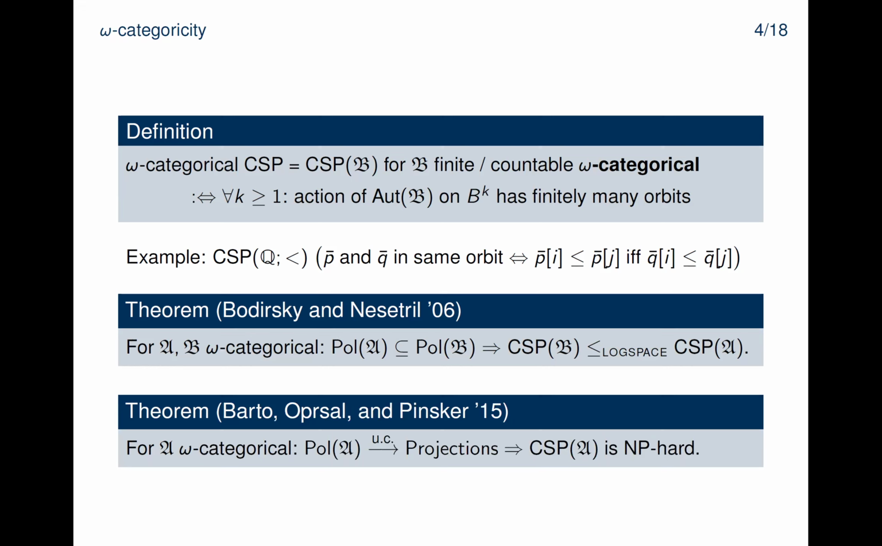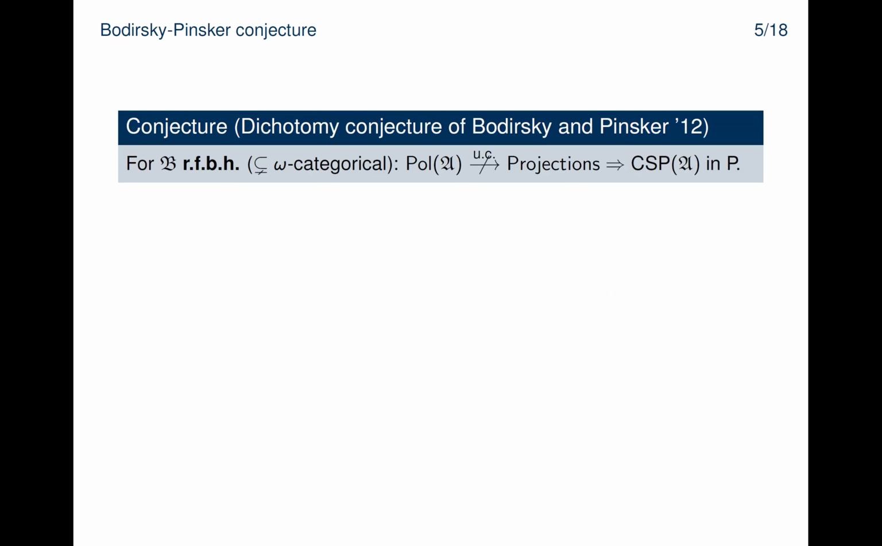And then in the Wonderland of Reflections paper of Barto and Pinsker, 2015, they also looked at omega-categorical CSPs, and they proved that whenever the polymorphisms of A admit a minor condition preserving map to projections, and here one has to add some additional assumptions on the continuity of this map, so it would have to be uniformly continuous, whatever that means, then whenever this happens, the CSP of A must be NP-hard. So there's an algebraic reason for hardness, which covers many cases.